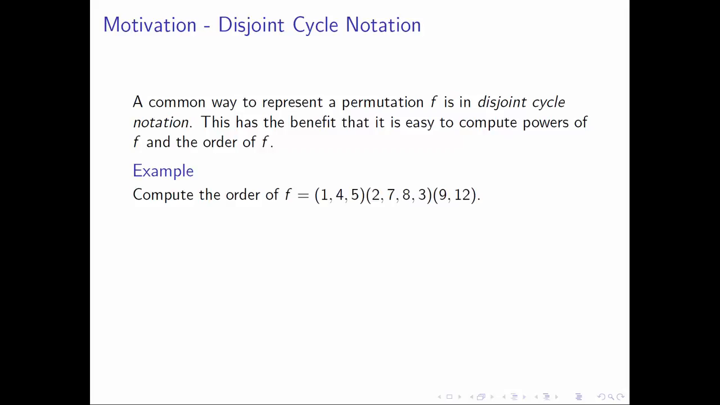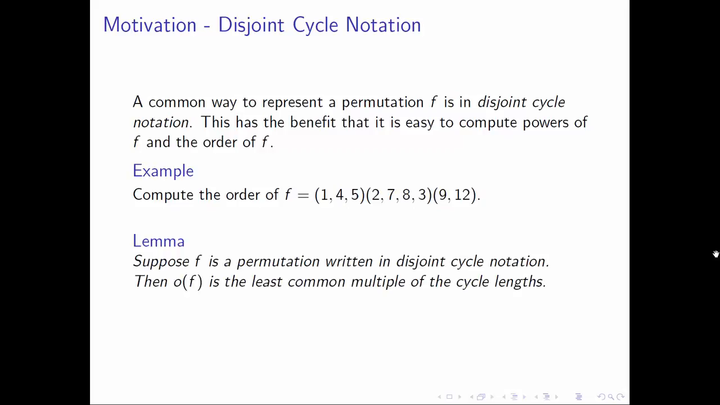So for example, suppose we have a permutation f and it's written in the following way. It sends 1 to 4 and 4 to 5 and 5 back to 1. Then the permutation goes on. It sends 2 to 7, 7 to 8, 8 to 3, and 3 back to 2. And last but not least, it takes 9 and 12 and interchanges those two numbers. There are other numbers that the function f maps, since we typically look at the numbers 1 through n, and I don't have all of them listed here, but anything that isn't written down, we implicitly assume gets mapped to itself under the function f.